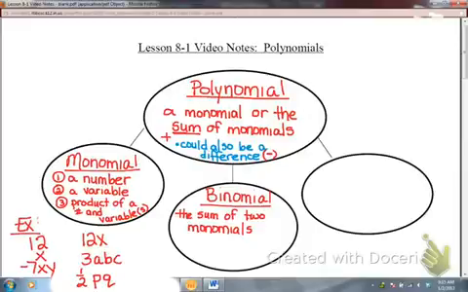First, we have binomials, and you might know the prefix bi means two. So if you are adding two monomials together, then we call that a binomial. So some examples of this would be, let's just take a number and a letter, and if we just say like, oh, x plus 5.